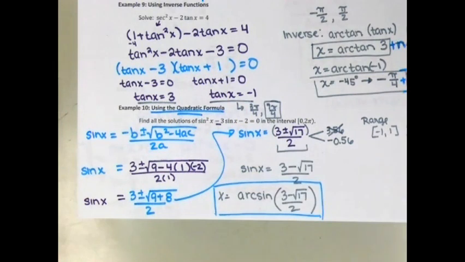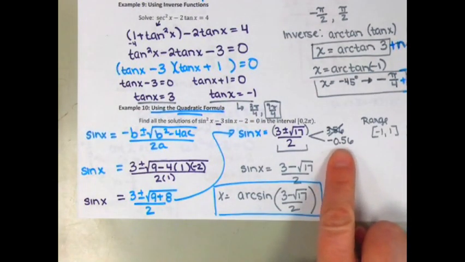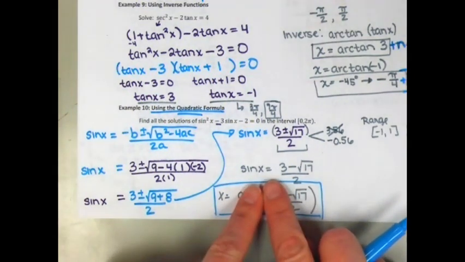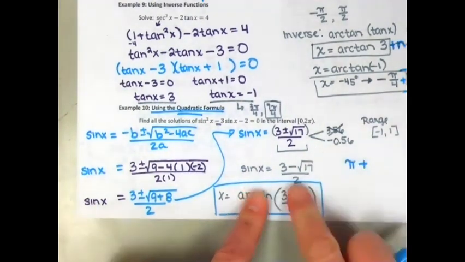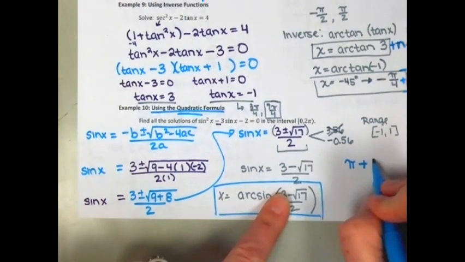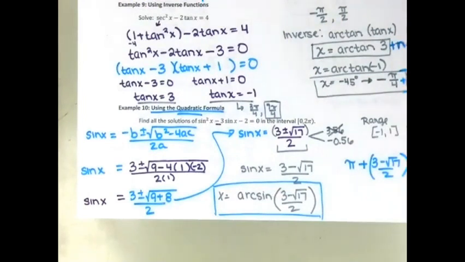Okay. Now, as I'm looking at this, think about this for a second. We know it's going to be negative 0.56, right? When is my sine negative again? In what quadrants? 3 and 4, right? So we know our sine is going to be negative in quadrant 3 or 4, right? So in quadrant 3, wouldn't I take pi plus whatever this is? So pi plus 3 minus radical 17 over 2. And in quadrant 4, how do I get quadrant 4?